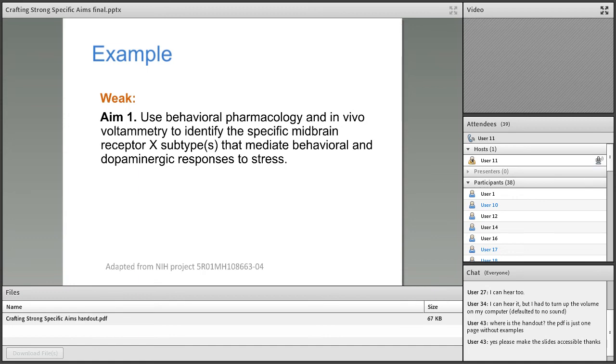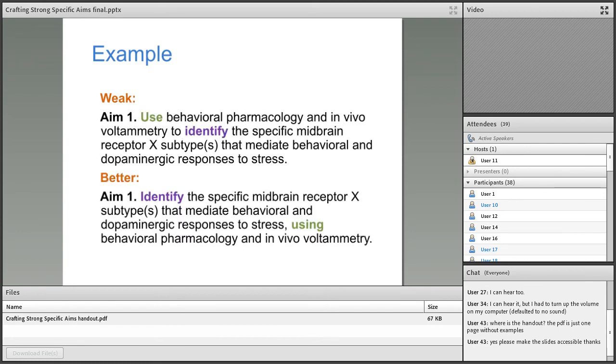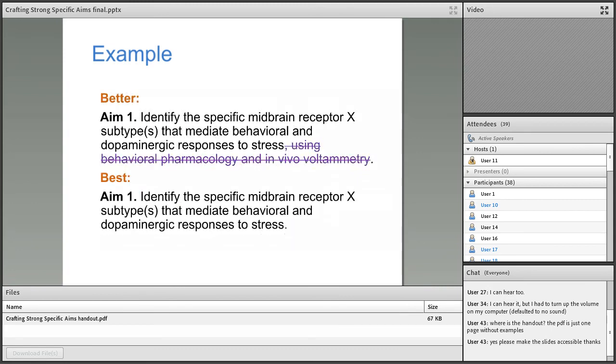So in this example, the wording is clear, but notice that, again, the initial focus is on the methods, behavioral pharmacology and in vivo voltammetry, what will be done. So let's revise this statement to focus on what will be learned. In this better version, the parts of the aim statement are swapped, and the statement now begins with the stronger verb, identify. The statement now emphasizes the most important and compelling information, the scientific advance, rather than the methods.